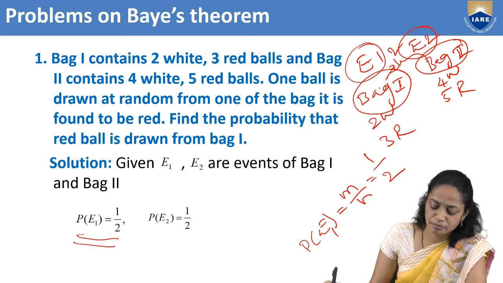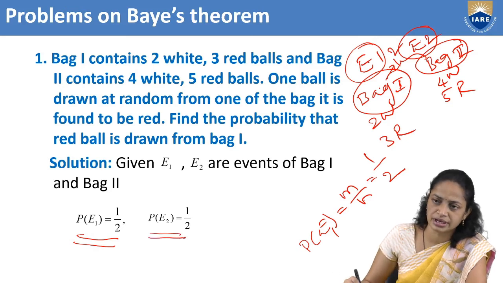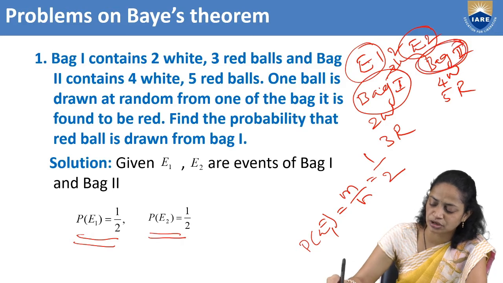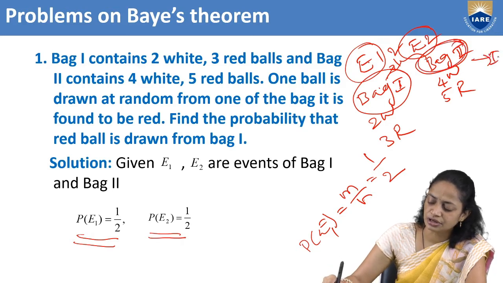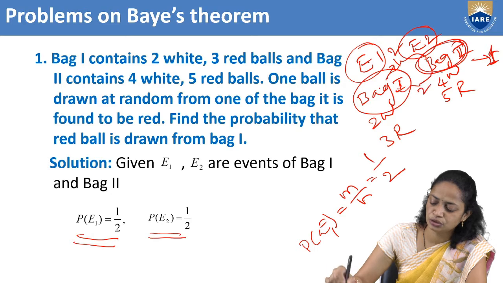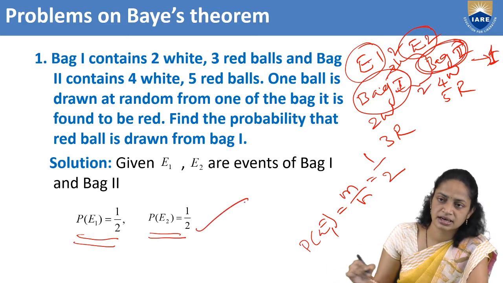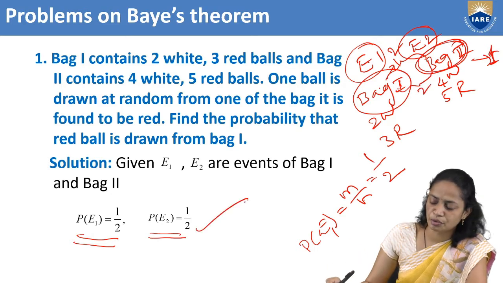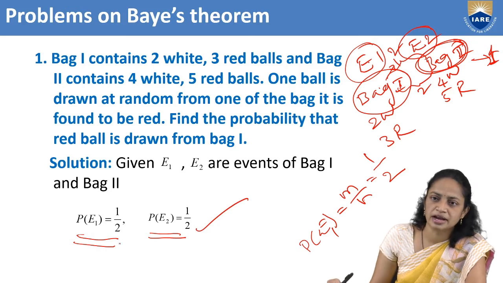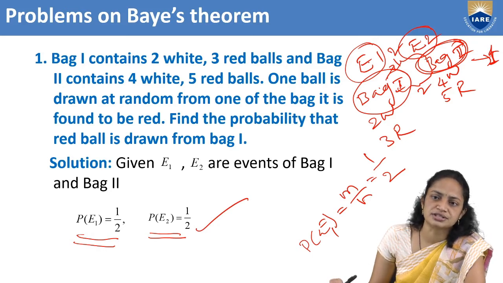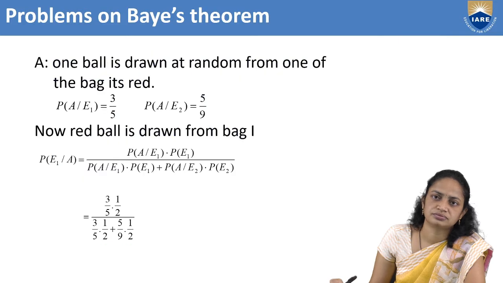Like that, probability of E2 equal to, here also the favorable event for bag 2 is 1 and the total number of events is 2. So that is 1 by 2. So probability of E1 is 1 by 2 and probability of E2 is also 1 by 2.